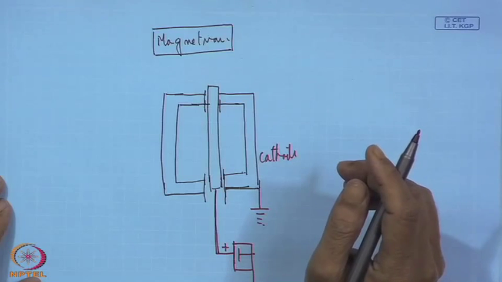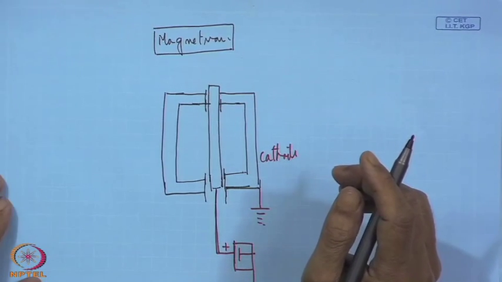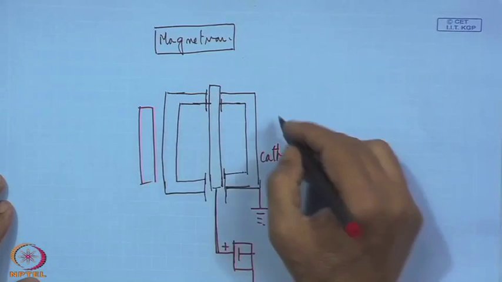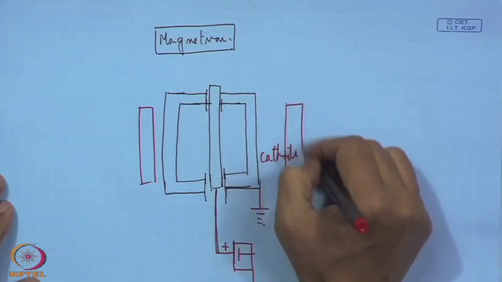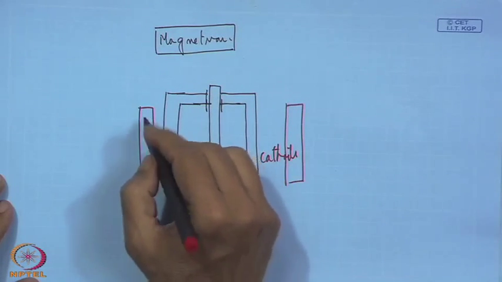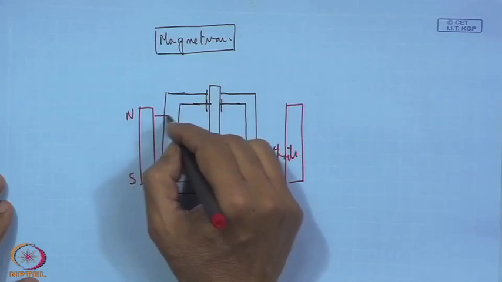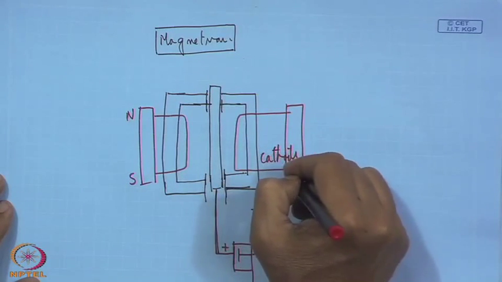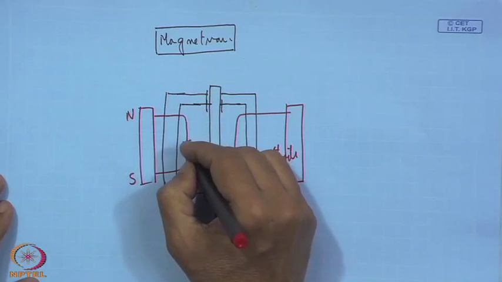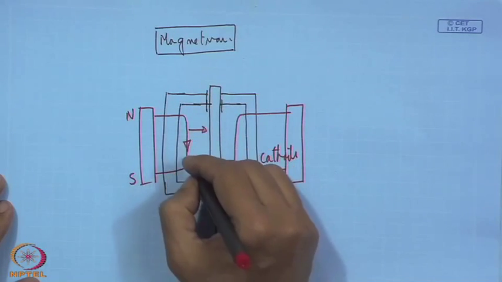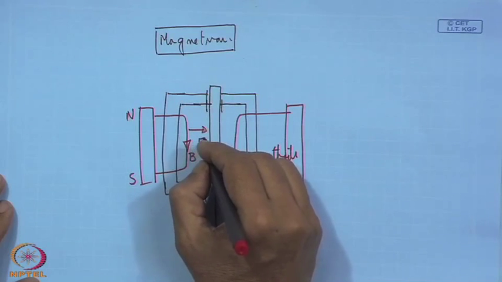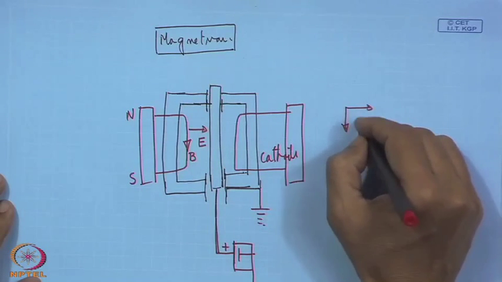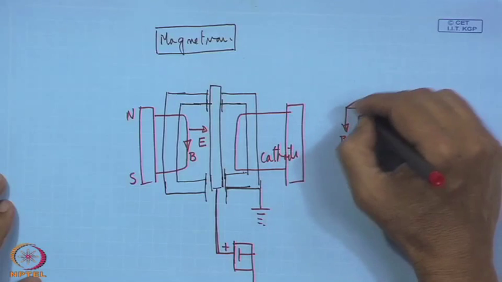And what we have in addition to this, we have the magnets. Naturally, this is north, south, so with this magnet we have lines of force, and these lines of force close on themselves. So, these are the magnetic lines of force, and here we have one electric field. With this E cross B, we have a drift motion like this.